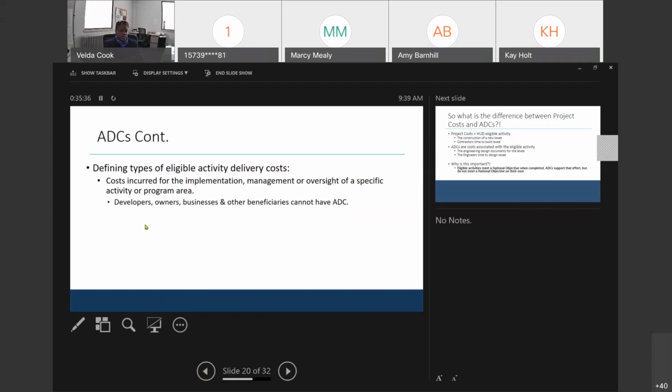the subgrantee, the unit of general local government, the subrecipient, they are the ones that actually incur the activity delivery cost. There could be another party, such as a regional planning commission or a council of government, that is delivering that for them, but that contract would be a cost incurred for activity delivery. Developers, owners such as the household owners, businesses and other beneficiaries cannot have activity delivery costs.